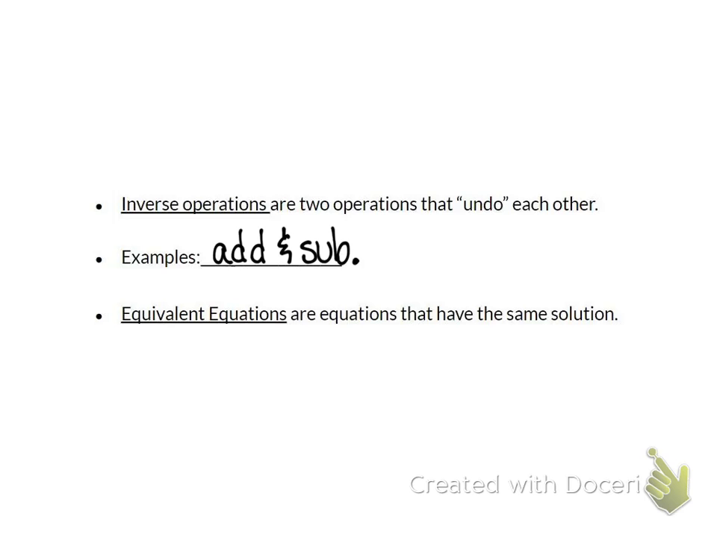Can anyone think of another pair of inverse operations? What's our other pair of operations? Division and multiplication. So multiplying and dividing will also undo each other. So those are also inverse operations. There are more, but those are the ones that we will see most often, at least for now. Equivalent equations are equations that have the same solution.